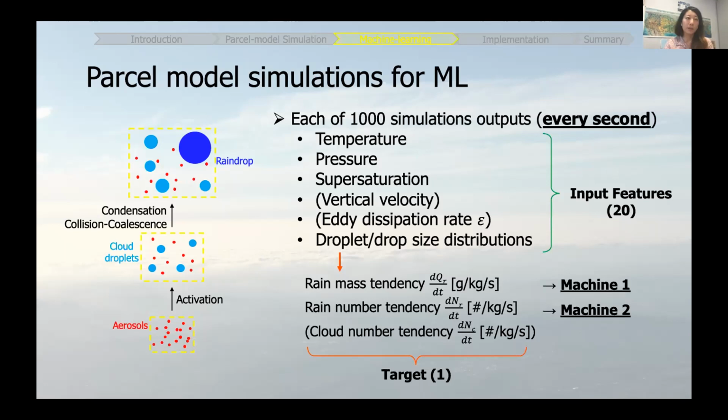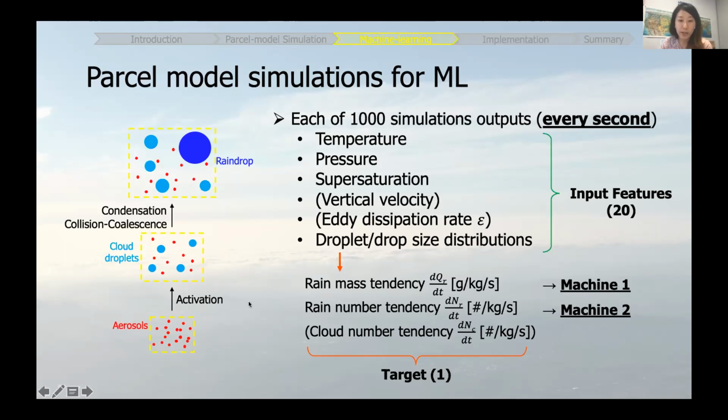And then these top variables were used as input features in our machine learning procedure, and the bottom 2 variables were used as targets. I say input features in brackets 20 because actually there are 20 variables. I'm listing 6 only, but the bottom one is actually split into 15 different variables depending on the size. So there are 20 input features, and for target, it should be 1 for each machine to train.